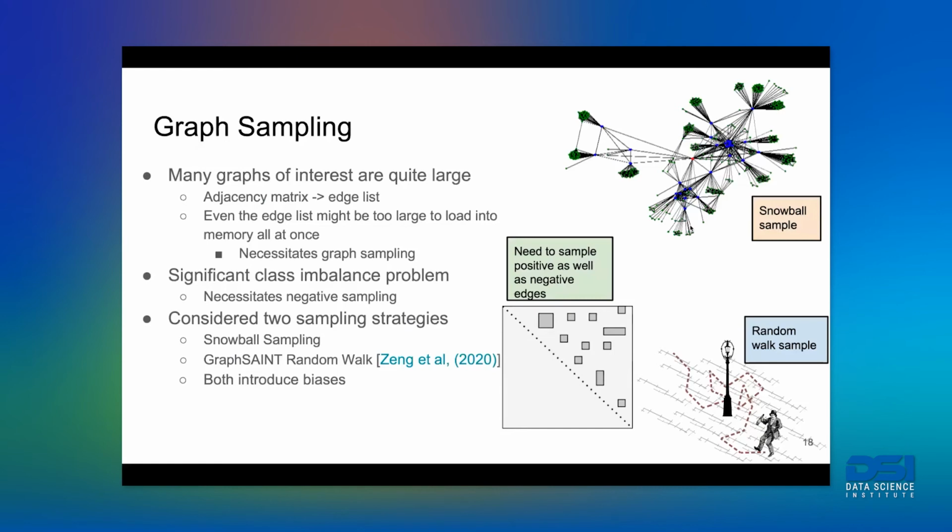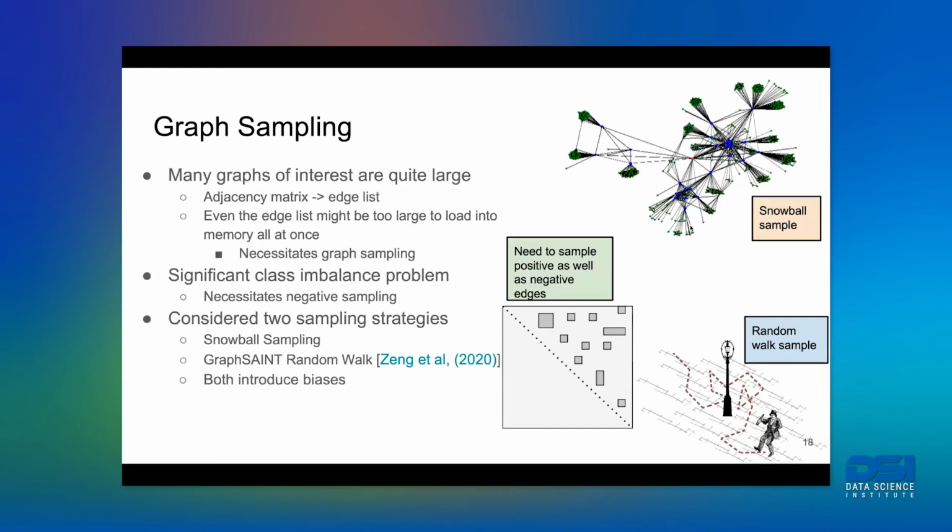What we did is we tried different sampling approaches to try to break up this big graph into smaller pieces that we could then apply the neural networks to. One of the main headaches associated with this is that, as far as I'm aware, there's no way of doing this that does not introduce bias.